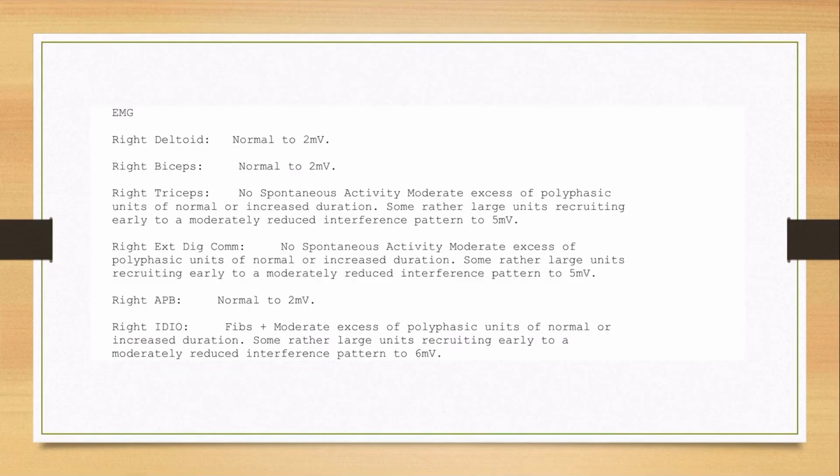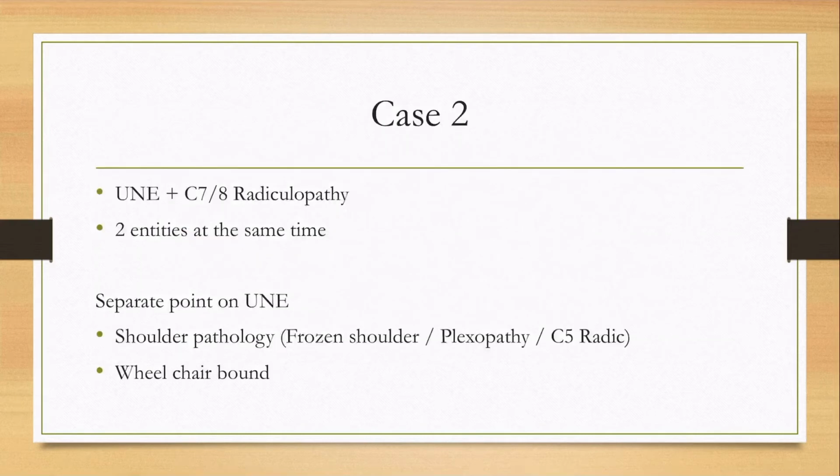And if we have a look at the data table over here, we're going to see that the deltoid and the biceps, those are very normal over there. That's fine. Triceps, which I just showed you, we've showed some large polyphasic units coming in. There was a moderately reduced interference pattern, and those have gone up to about 5 millivolts. EDC as well, similarly, very similar picture over there. And if we look at the first dorsal interosseous, there's some fibrillations, and again some further reduction in interference patterns and so on. It's all very neurogenic, and so in fact what we have here is a combination of an ulnar neuropathy at the elbow and also a cervical radiculopathy at C7-8 level, and it's not uncommon for us to see two entities at the same time.